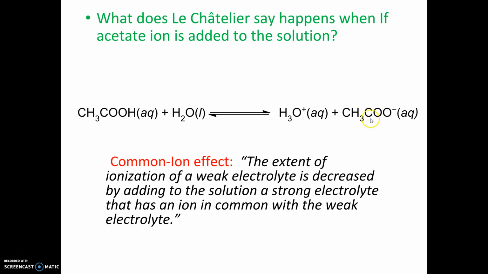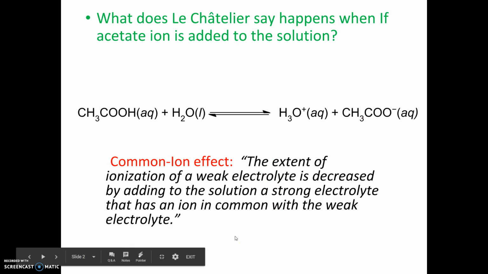Or a better way to say it in the AP world, if you add more acetate ion, suddenly your Qa is greater than your Ka, and in order to reestablish equilibrium, it will proceed to the reactant side to create more reactants and reestablish the Ka, or equilibrium.